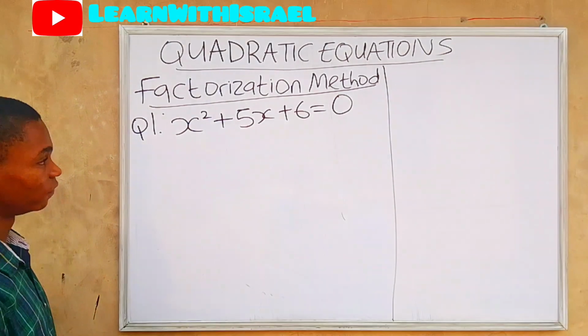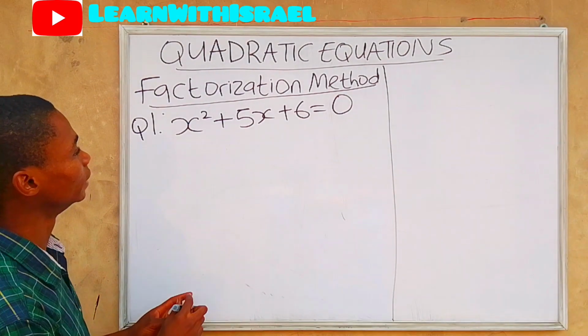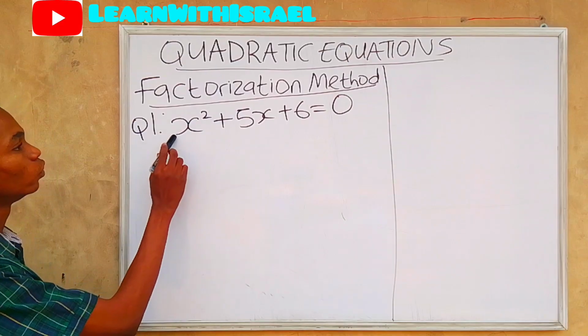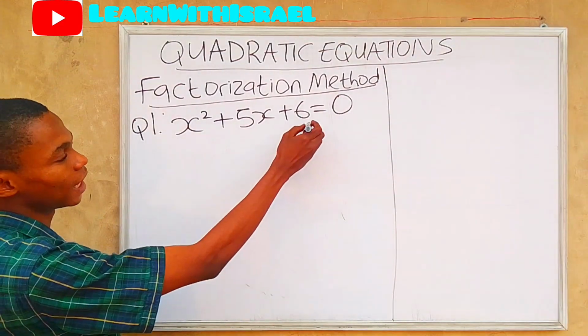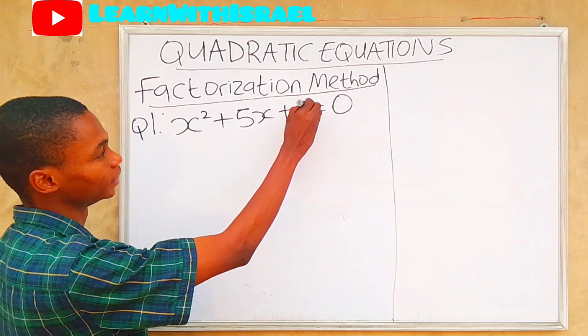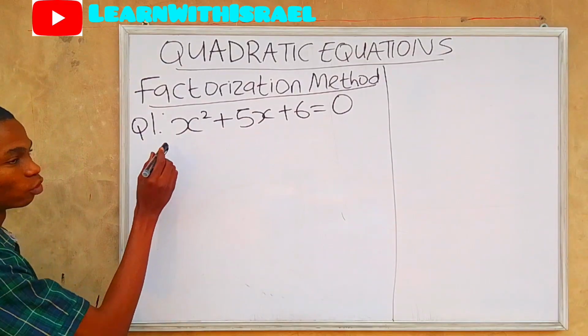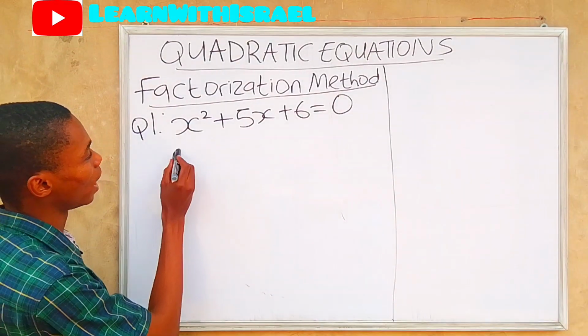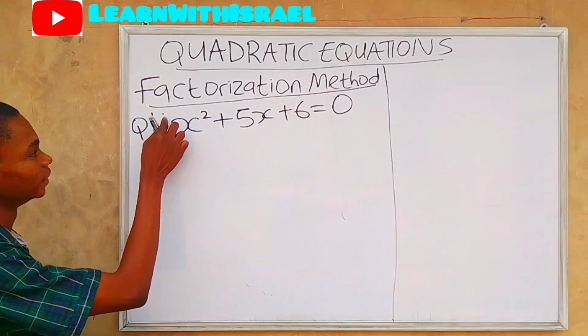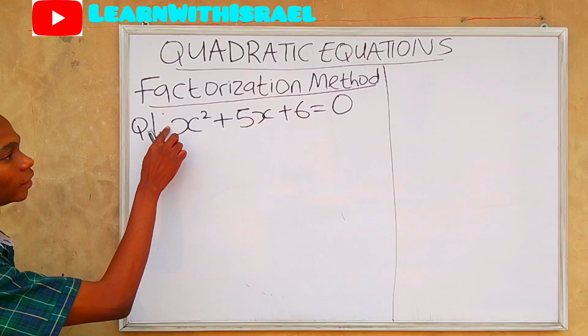So the first thing is to multiply the coefficient of x with the constant term, which is 6. So 6 is the constant term and the coefficient of x is 1. You can see that the invisible 1 is here. This is the coefficient of x.